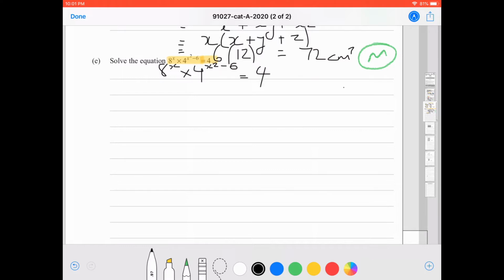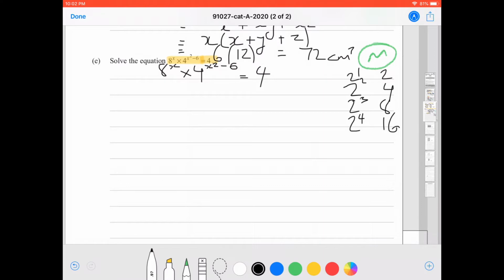The powers of 2 are: 2 to the power of 1 is 2. We've got 4, 8, 16. And so solving this question, we're going to change the bases. We're going to convert them into base 2.